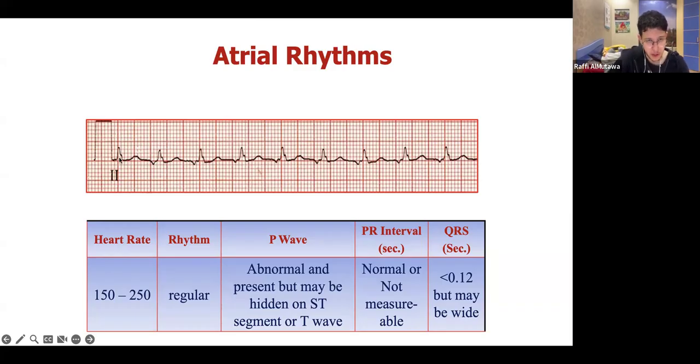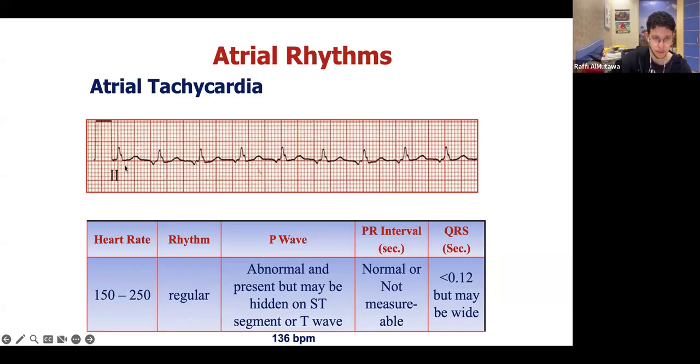The QRS is under three small squares. The rhythm is regular. The rate is regular. So the rate's actually, no, it's high, right? This is over 100. I don't want to do any more math, but I'd say maybe 120, something like that. And the P waves are inverted, but otherwise everything is fine. So this would be atrial tachycardia.